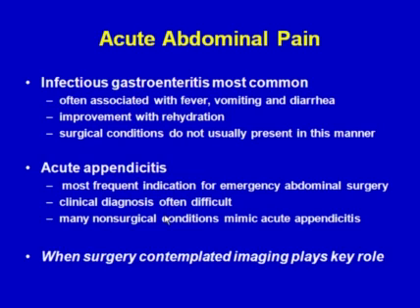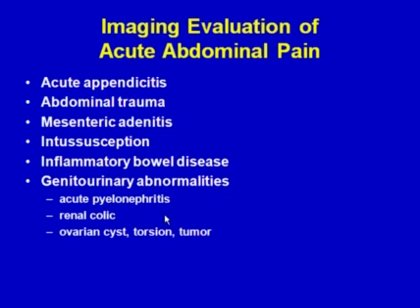Acute appendicitis is the most frequent indication for emergency abdominal surgery. The clinical diagnosis is often difficult, and many non-surgical conditions may mimic acute appendicitis. And I want to emphasize that when surgery is contemplated, then imaging plays a key role.